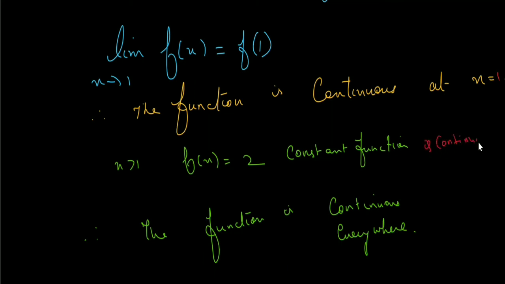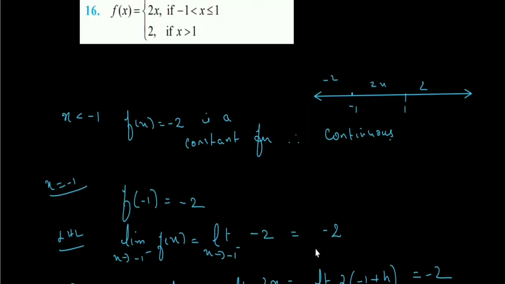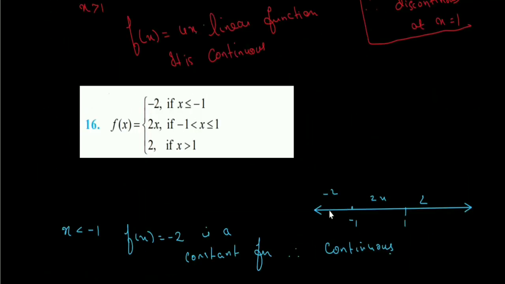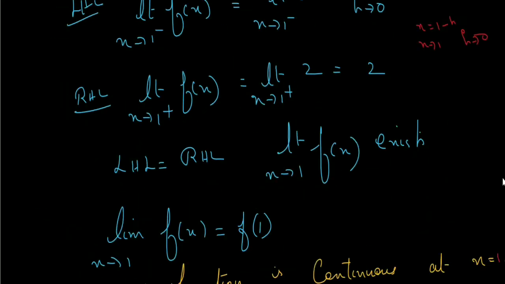So we can see in this, the function is continuous everywhere. Less than minus 1, it is a constant, so it is continuous. Minus 1 we checked, plus 1 we checked, minus 1 to 1 is a linear function, it is continuous, greater than 1 is continuous, therefore the function is continuous everywhere.